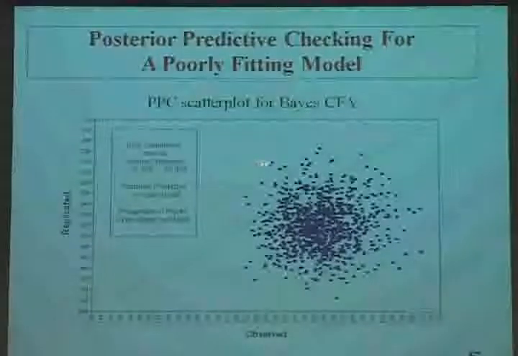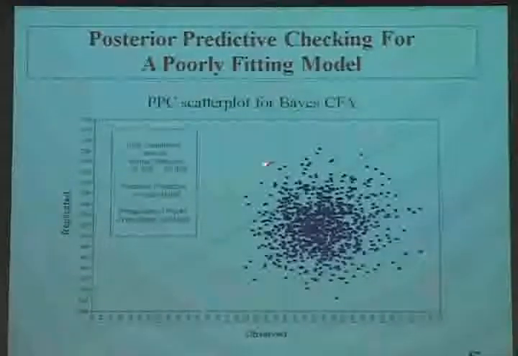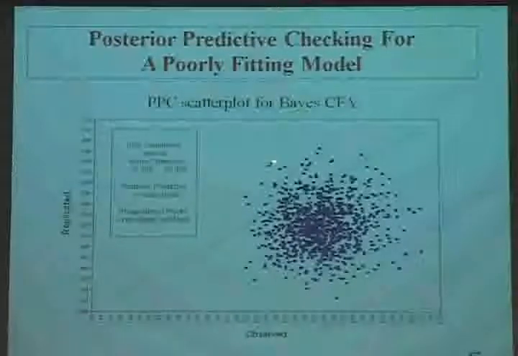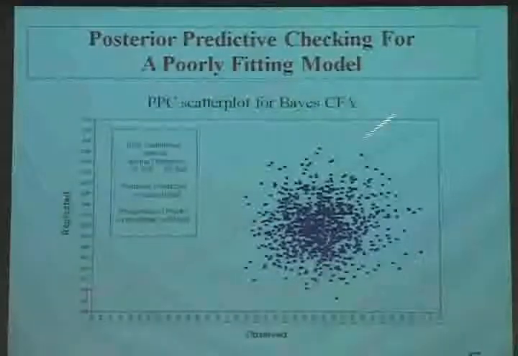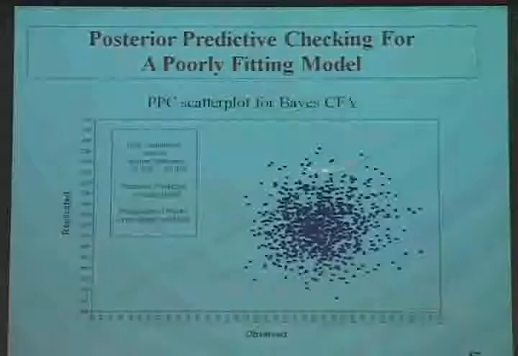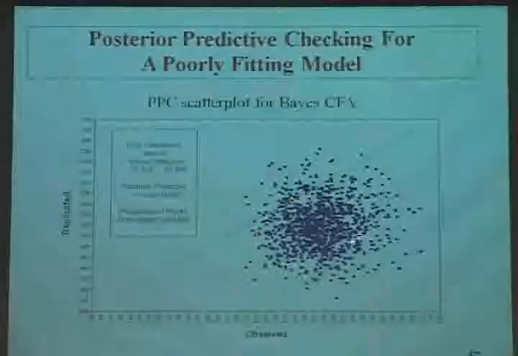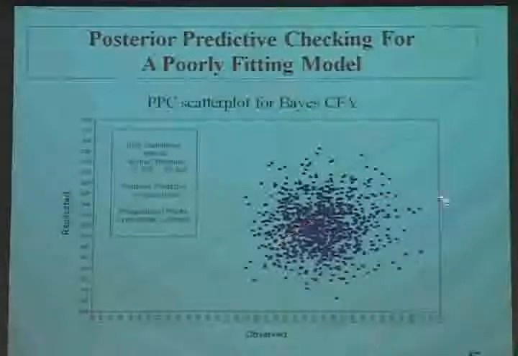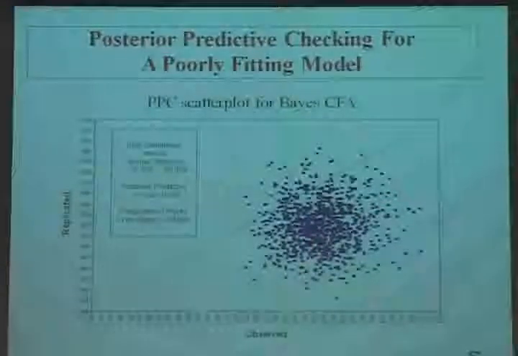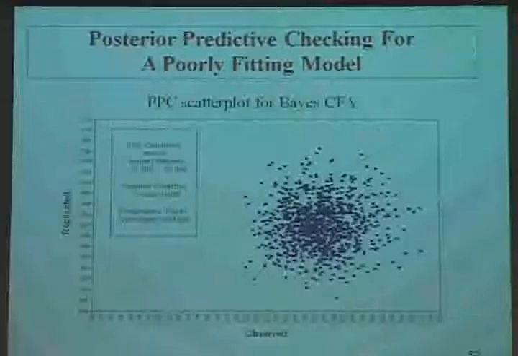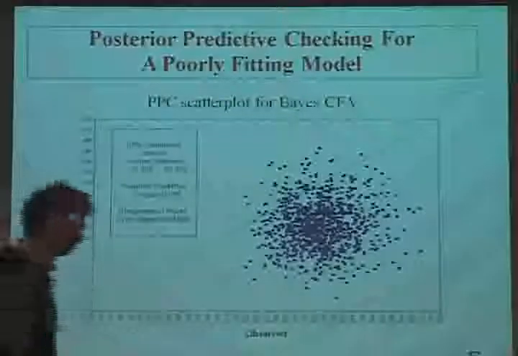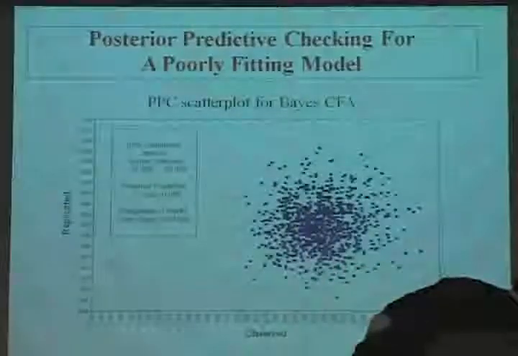Every point here is a particular MCMC iteration where this was computed, and this line indicates the equality between the observed and the replicated. Many more of the observed came out bigger than the replicated, which means that there is some discrepancy, that the model doesn't fit so well.